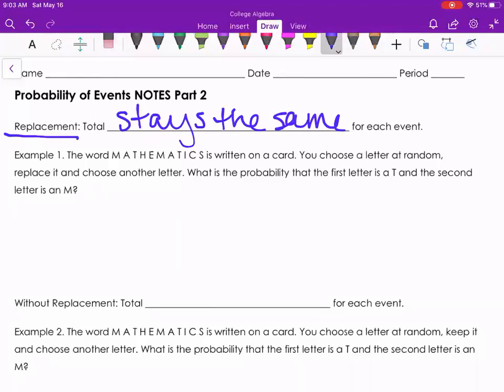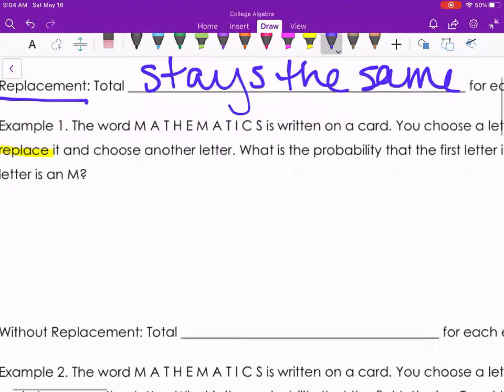Just for example one, like last week, the word mathematics is written on a card. You choose a letter at random, replace it. So there's your clue. You put it back and choose another letter. What is the probability that the first letter will be a T and the second letter is an M? Let's count up our letters. We've got 1, 2, 3, 4, 5, 6, 7, 8, 9, 10, 11.